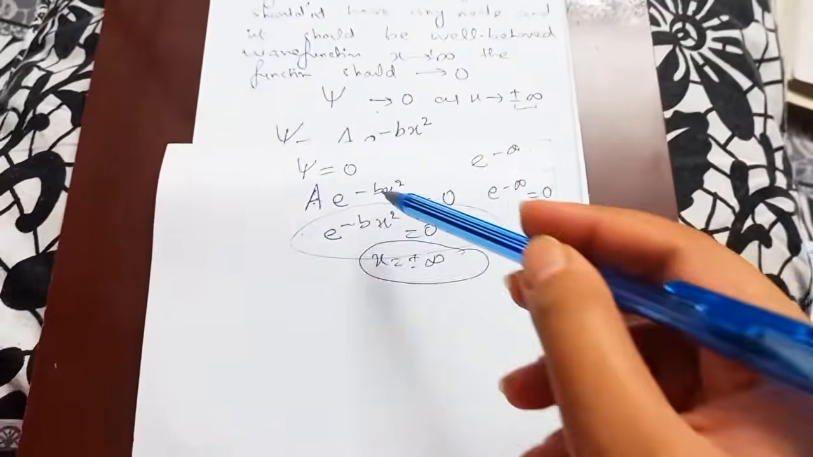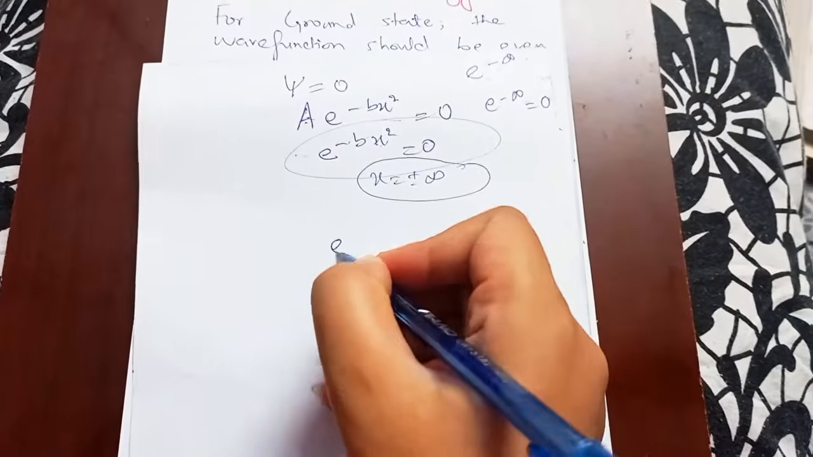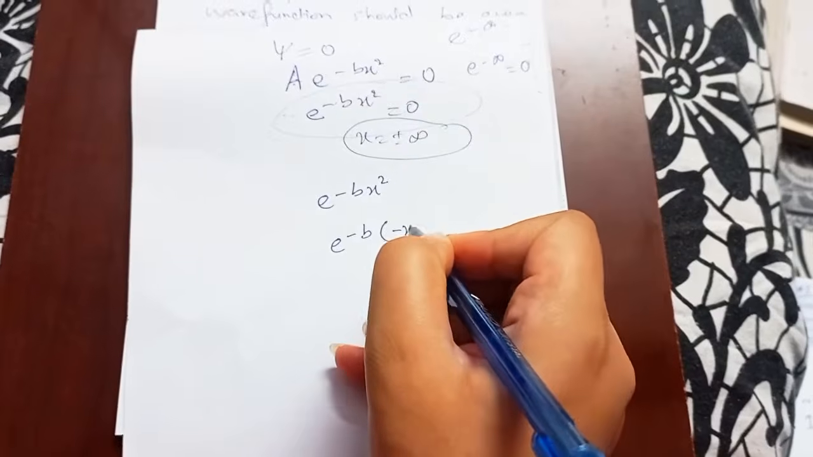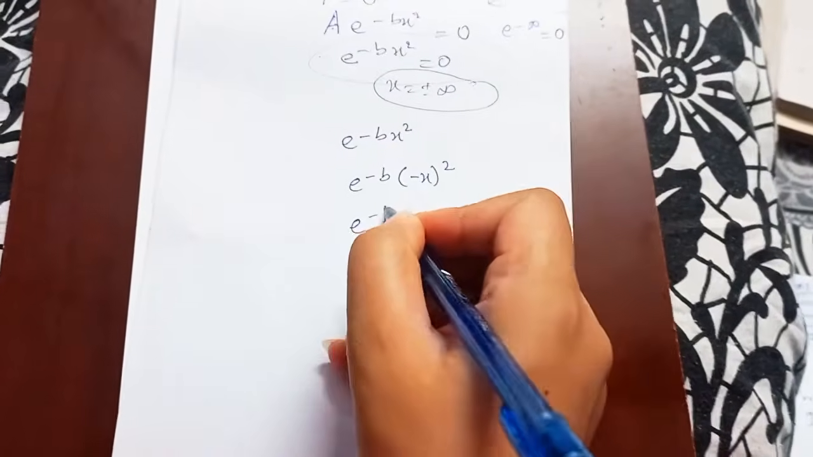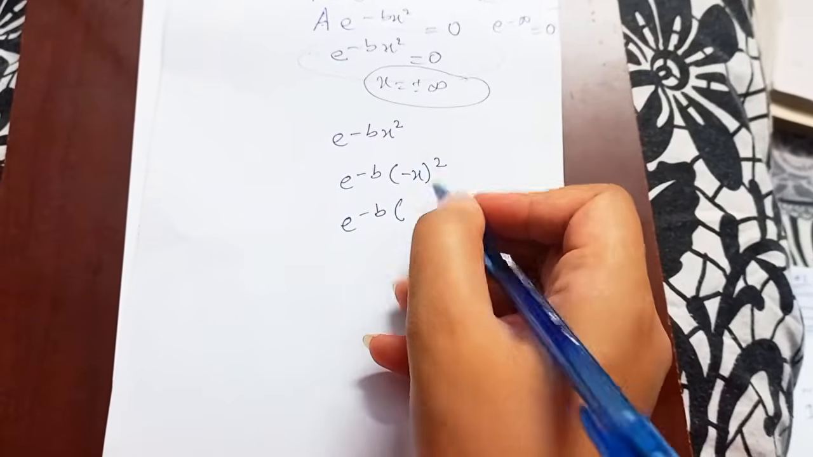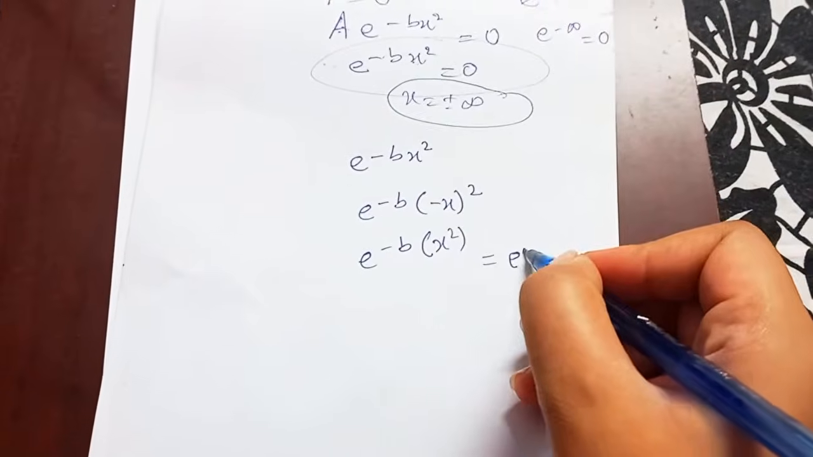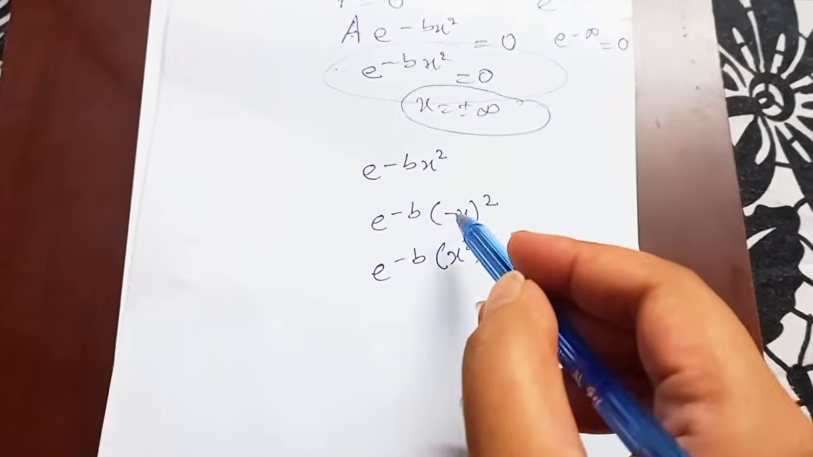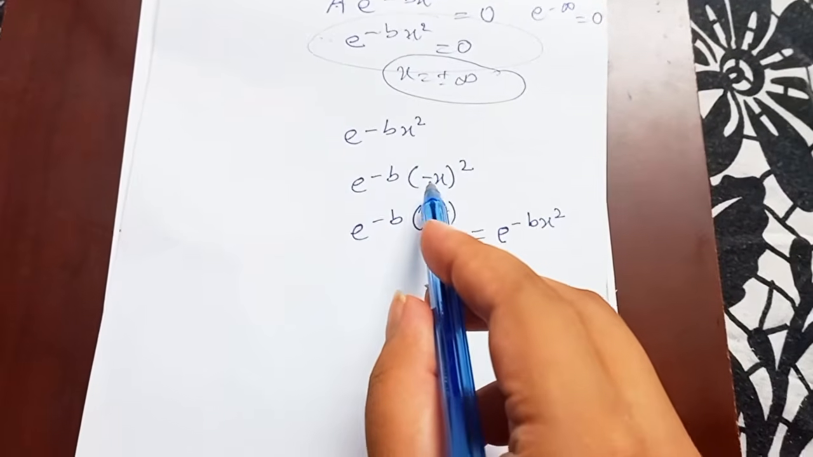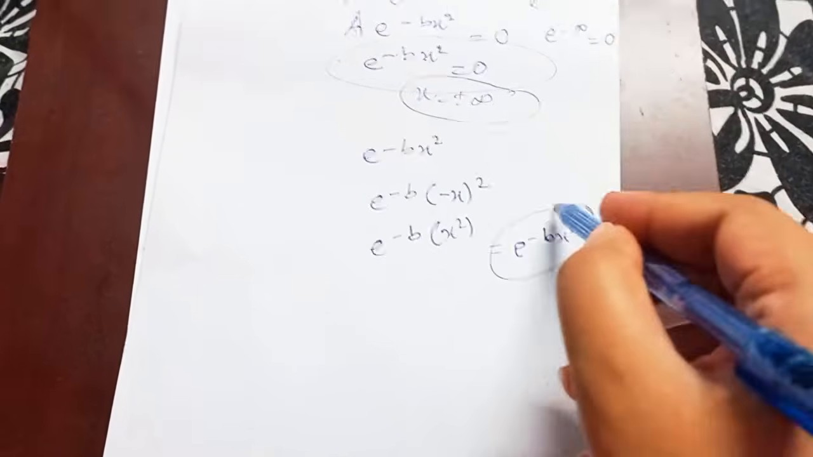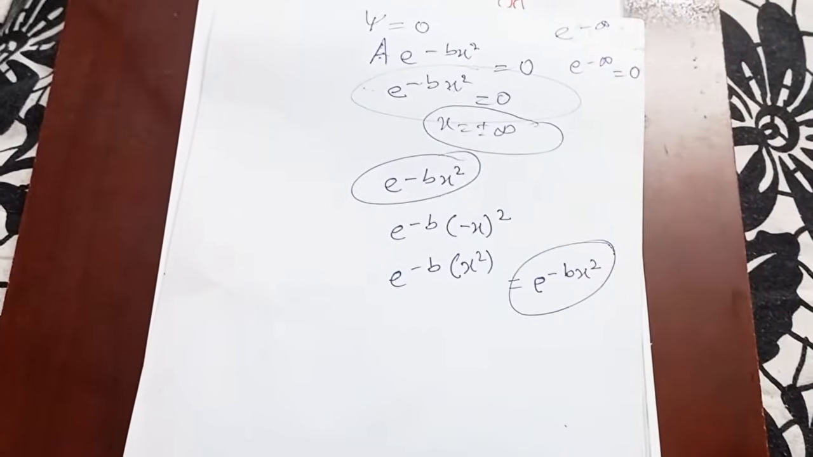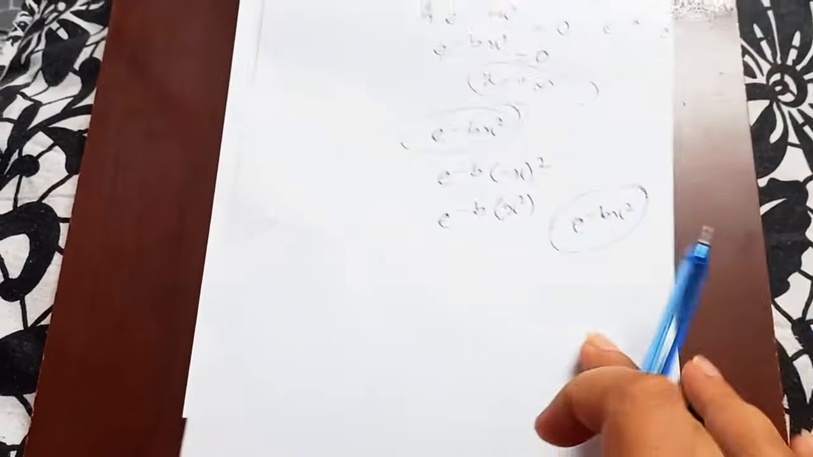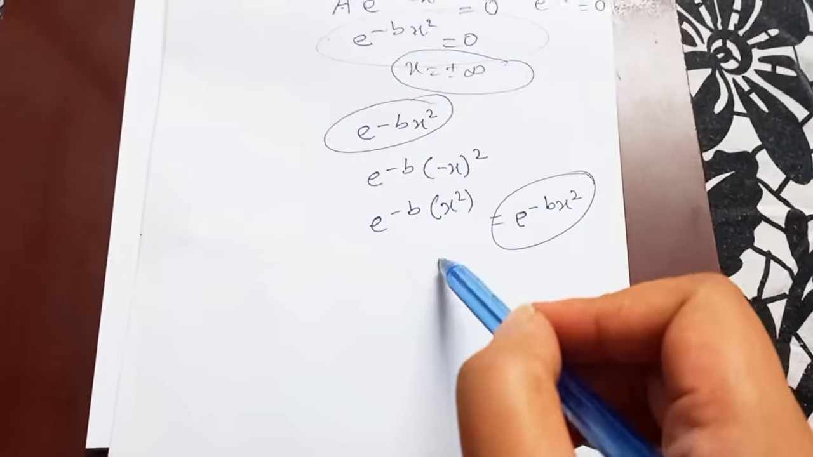It is an even function. For example, in e to the power minus b x squared, if I replace x by minus x, it becomes minus b times minus x whole squared, which is x squared again. So we have e to the power minus b x squared again. For the positive value of x and for the negative value of x, we get the same psi again, so it means it's a symmetric function, or an even function. So all of these conditions are satisfied.